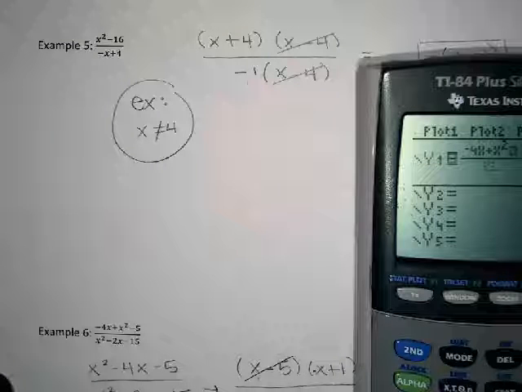How are you so fast at typing on the calculator? Because I've been doing it for a very long time.